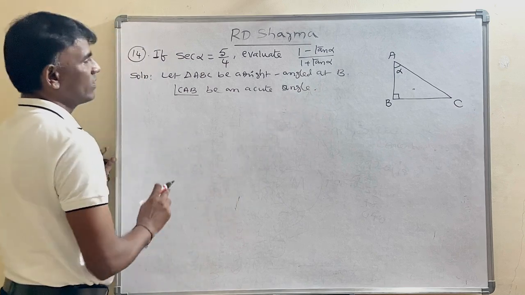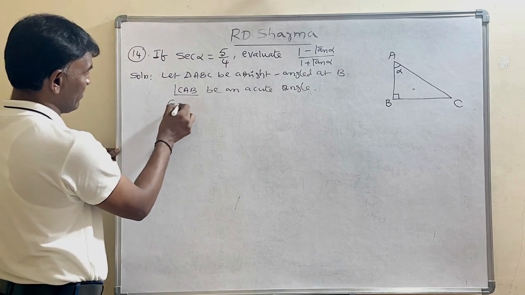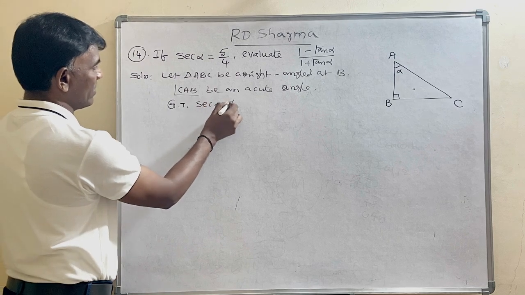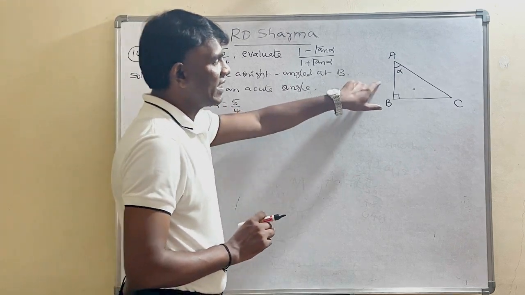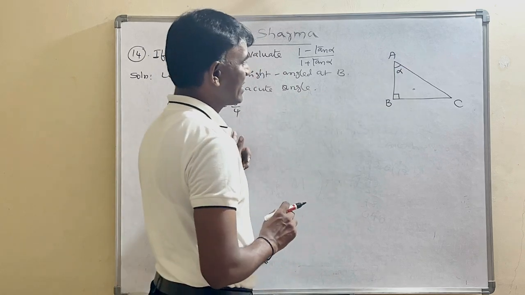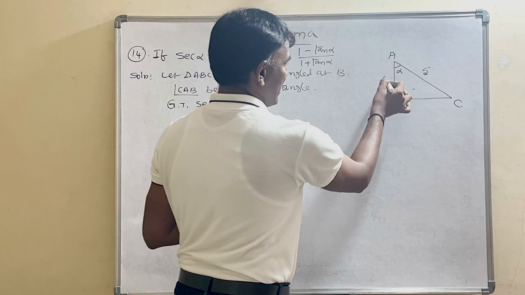And now secant alpha is given. So what is the value of secant alpha? That is 5 by 4. So secant alpha equal to 5 by 4. So generally cos means adjacent side divided by hypotenuse. For secant, quite the opposite: hypotenuse divided by adjacent side.